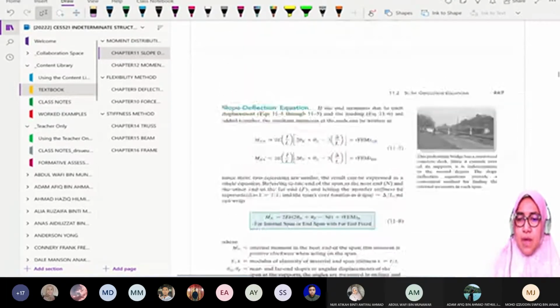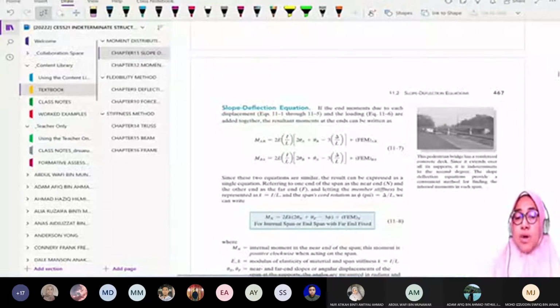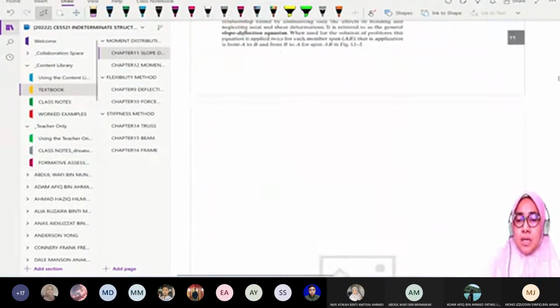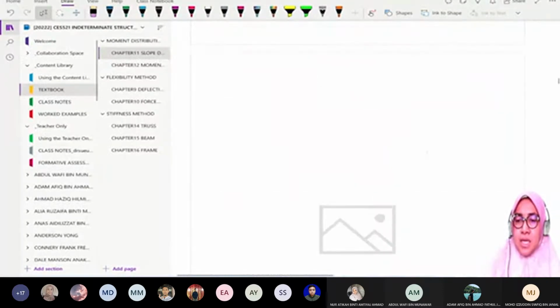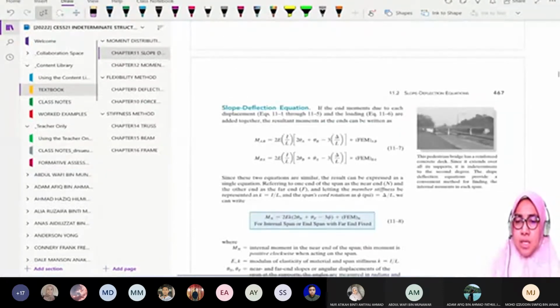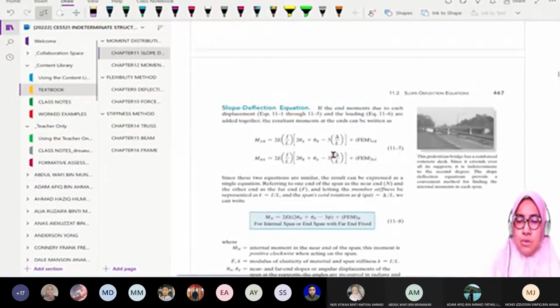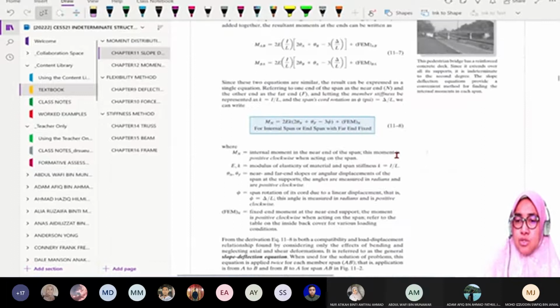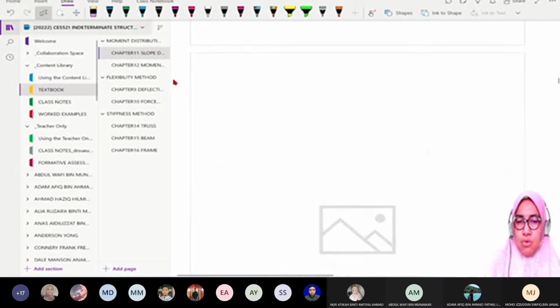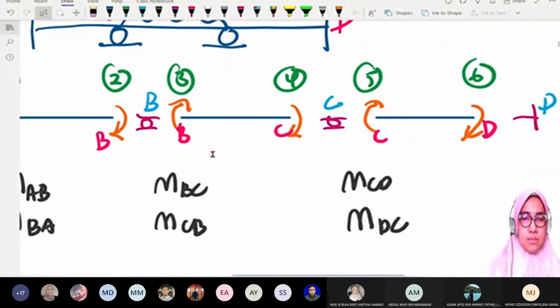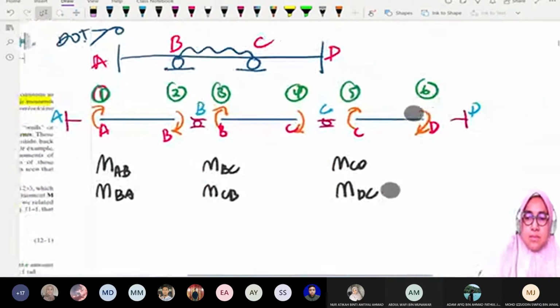Okay, I want to show you actually from the textbook under the slope deflection method chapter. Actually, this chapter shows about joint moment. Cannot open, okay, doesn't matter. Refer back to this.